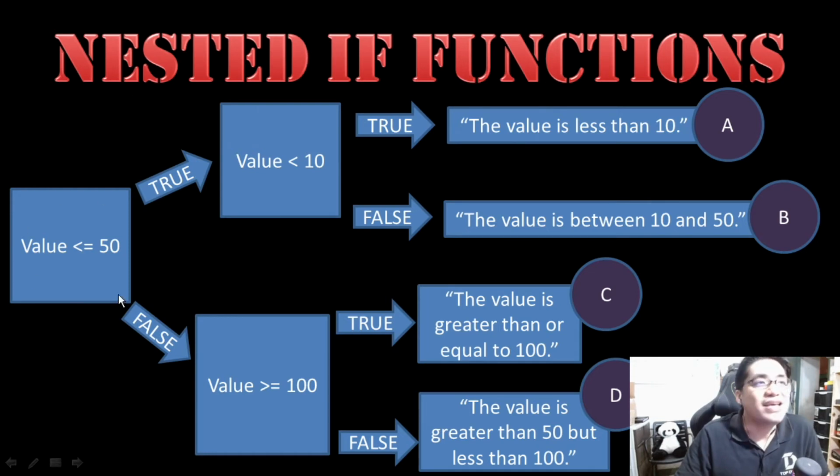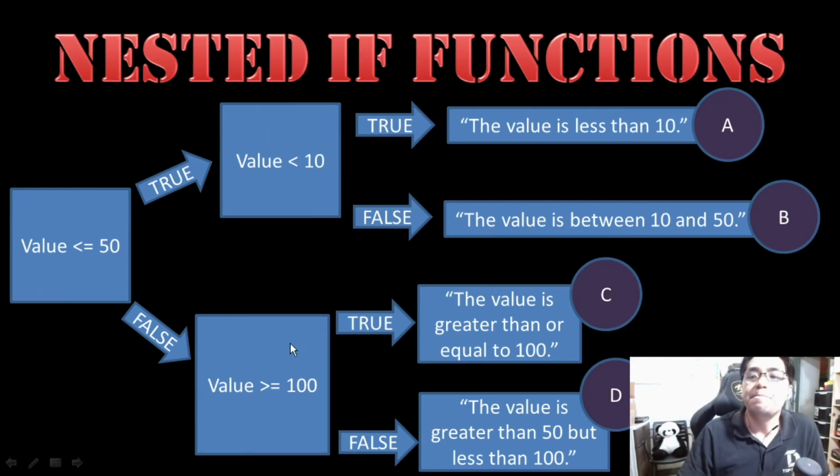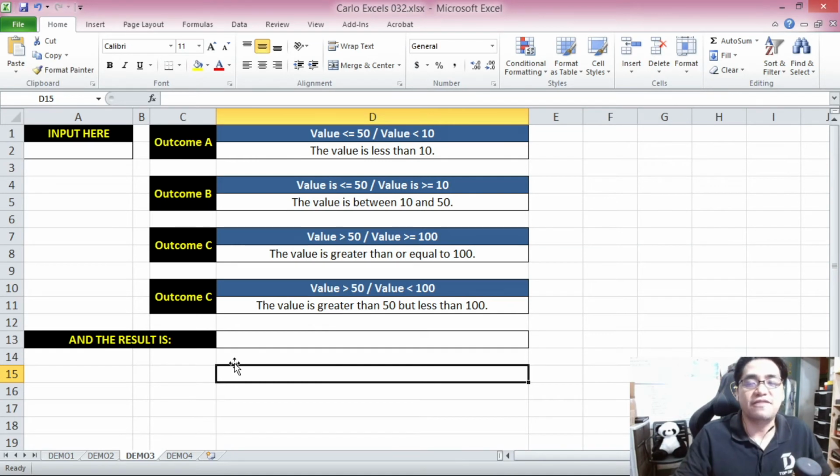Now, if this first logical test is false, meaning the value is greater than 50, then Microsoft Excel can execute this next logical test here. So it's greater than 50, but is it further greater than or equal to 100? If that is true, then we execute this text here, which says the value is greater than or equal to 100. But if that is false, then we display the value is greater than 50 but less than 100. So we're back here at our Microsoft Excel worksheet.